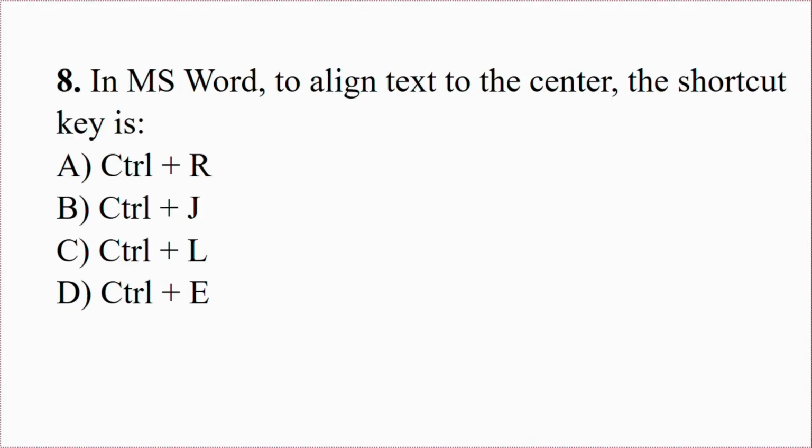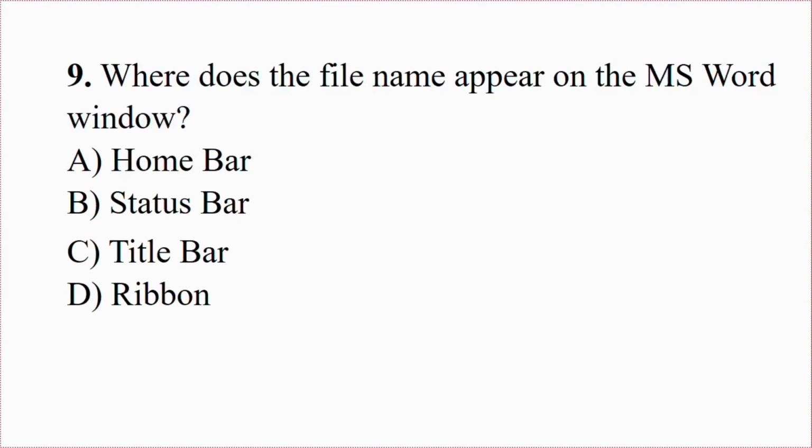The next question is: in MS Word, to align text to center, the shortcut key is A. Control plus R, option B, Control plus J, option C, Control plus L, option D, Control plus E. The correct answer is option D, that is Control plus E.